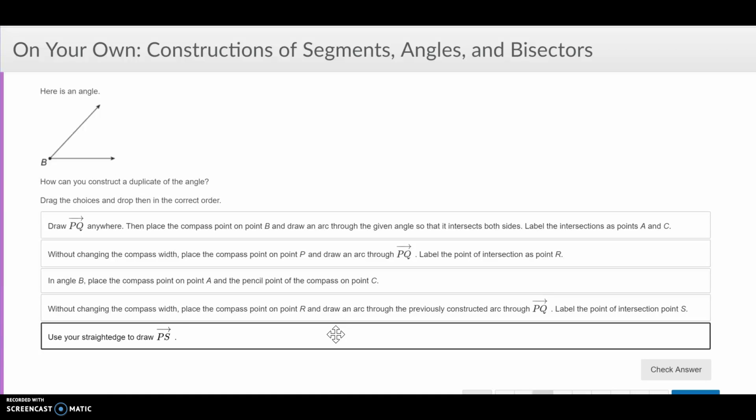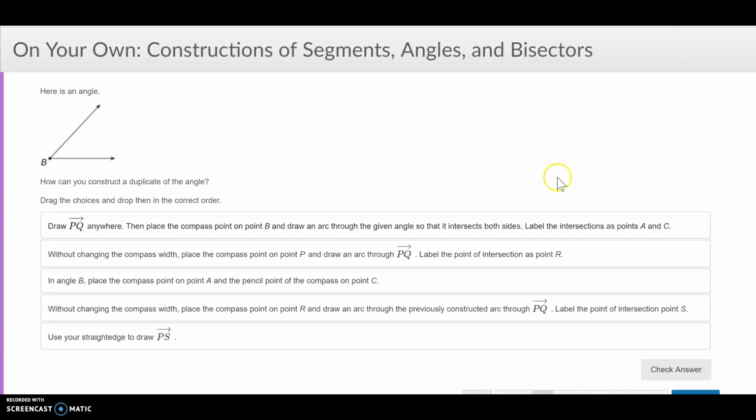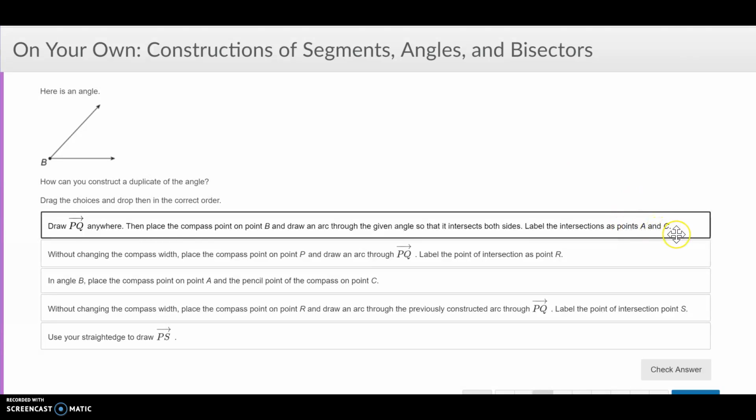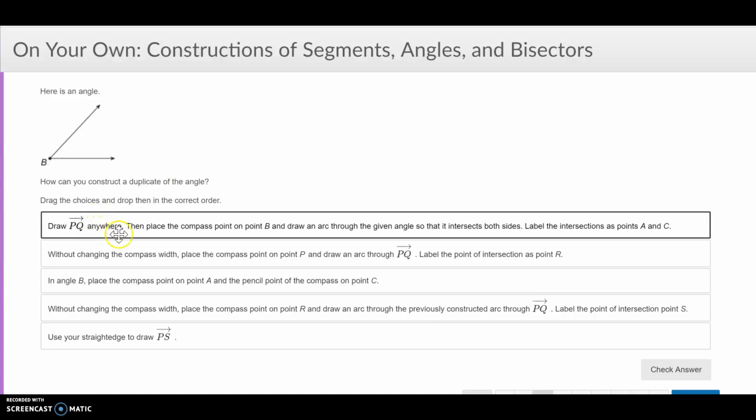All right, here is angle B. We're going to construct a duplicate or a congruent angle to angle B. So the first thing we need is a ray. So we're going to draw ray PQ anywhere and then place our compass point on B and draw an arc through the given angle so that it intersects both sides, and label these intersections A and C. So there's going to be an arc that goes through this angle, and then we drew our ray first.